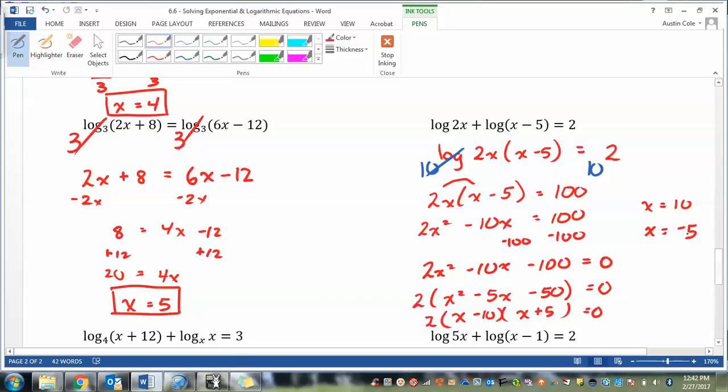Okay, now if I go ahead and plug these back in, I plug 10 in here. Log of 2 times 10, that's 20. Log 20, that's positive, that's fine. 10 minus 5, log 5, that'll be fine. But negative 5 here doesn't quite work, because log of 2 times negative 5, that's going to give me a negative, isn't it, guys? And negative 5 minus 5, that's going to give me a negative. So we need to omit negative 5, that's extraneous, and we're only concerned with 10.